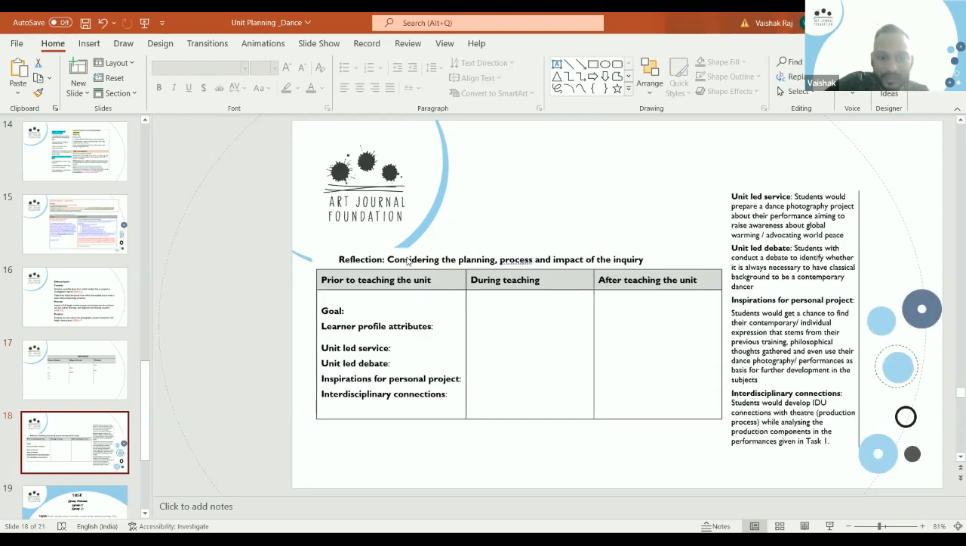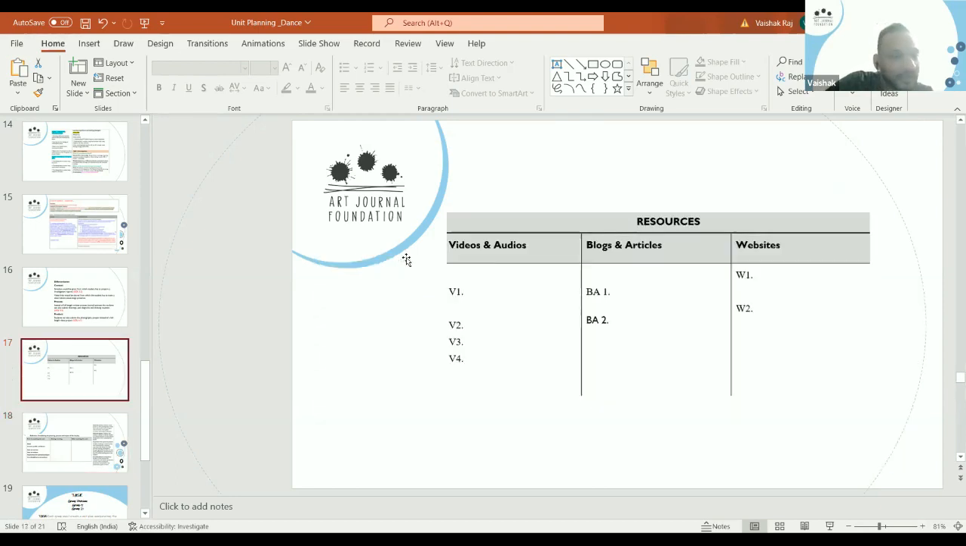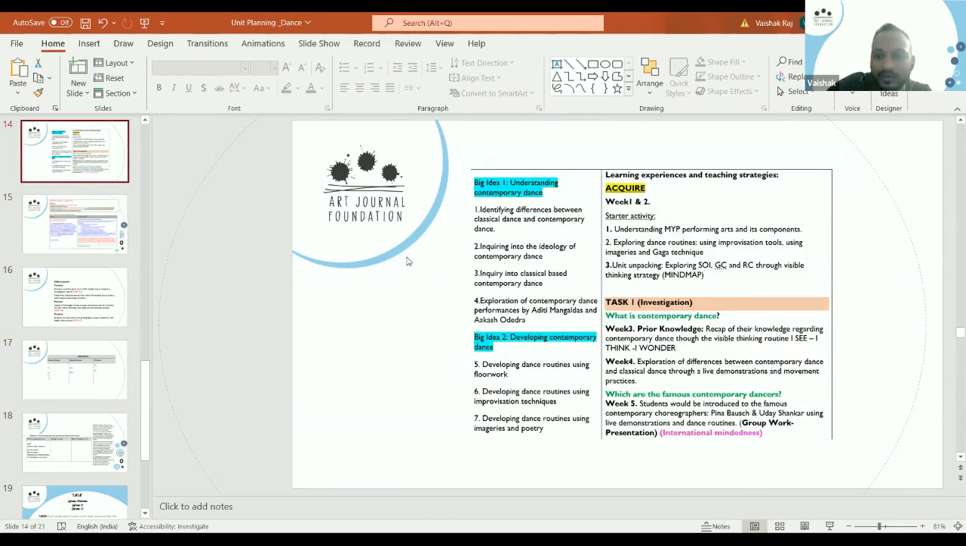I'll just show this. Okay. I'll just go back to one of our learning emails. So when I give my week-wise planning, for example, somewhere here. See, for example, in week 5, students will be introduced to the famous contemporary choreographers Pina Bausch and Uday Shankar, and they'll do a group presentation on international mindedness. So when I give the videos, I'll say V1, V4 is being used in this week. I do that so that I mark it also.